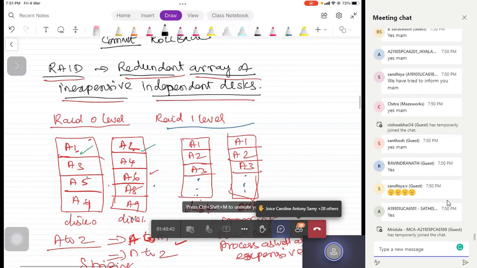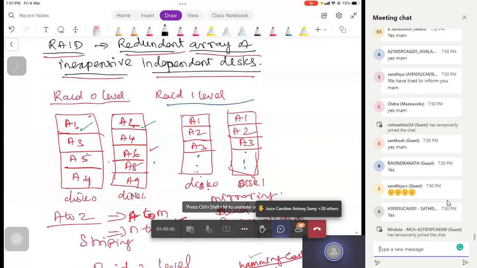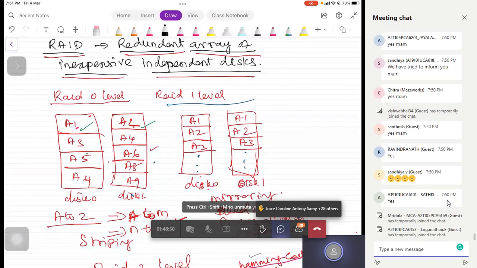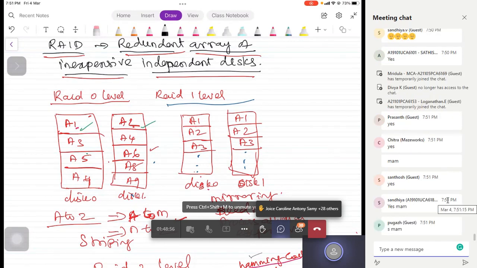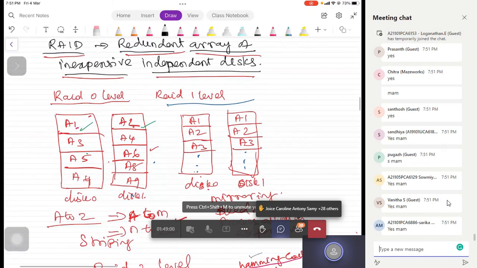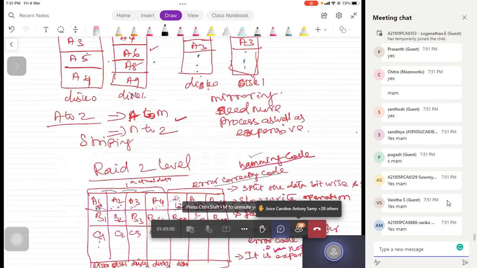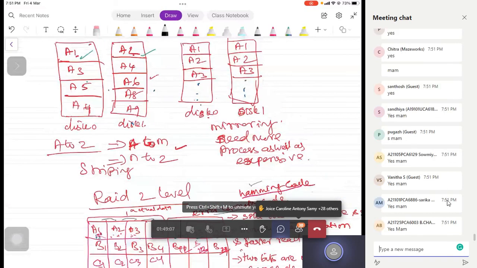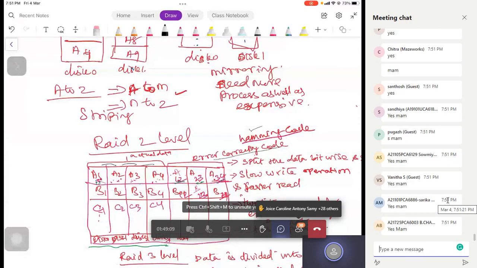RAID: redundant array of independent, inexpensive disks. Here, level zero is A1, A2, the strips; the data is striped and stored in different disks. RAID level 1 is mirroring: A1 is duplicated, disk 0 and disk 1 have the same content. But in this case, it is very expensive. That's why we go for RAID level 2.